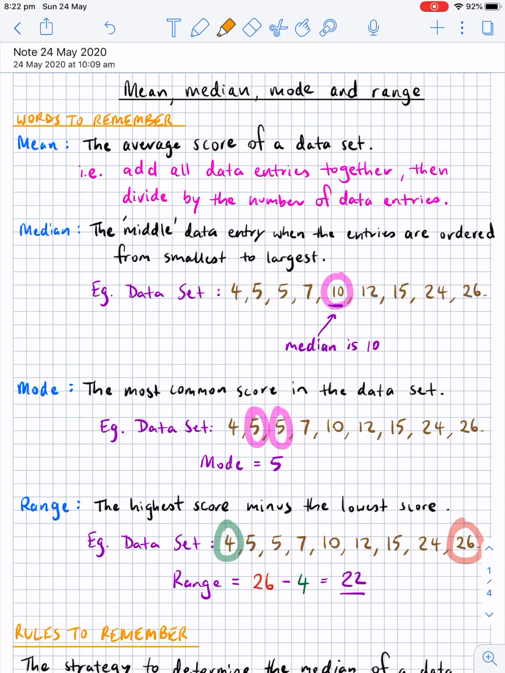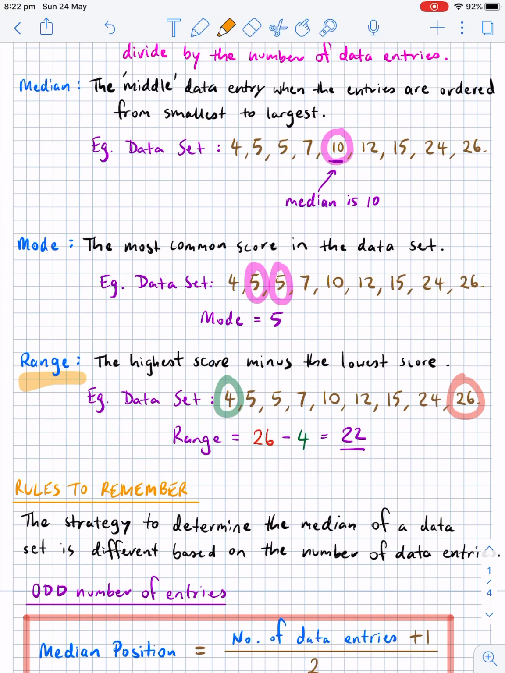The mode is the most common score in the data set. So in the same data set, you can see that 5 appeared twice, and no other number appeared twice, so the mode is going to be 5. You can have more than one mode. So if another number appeared twice, you could have 2 numbers here for your answer.